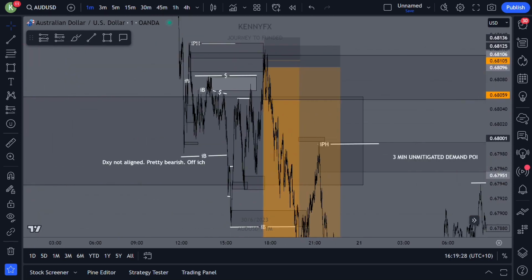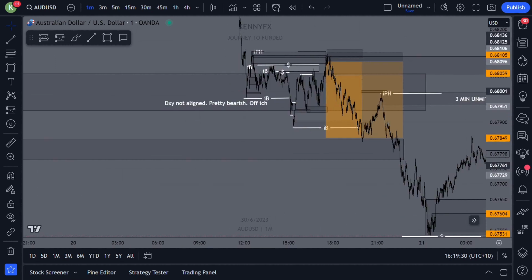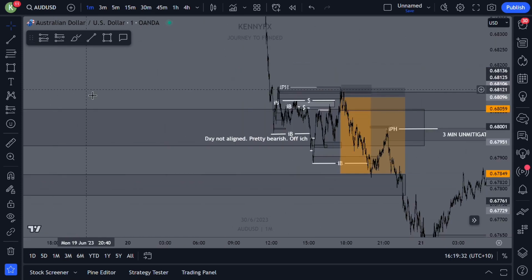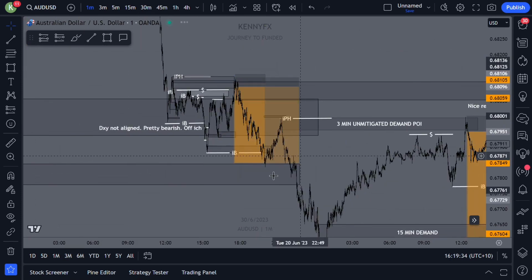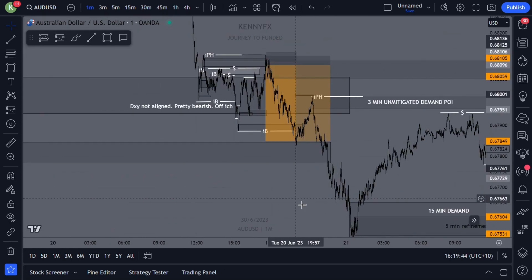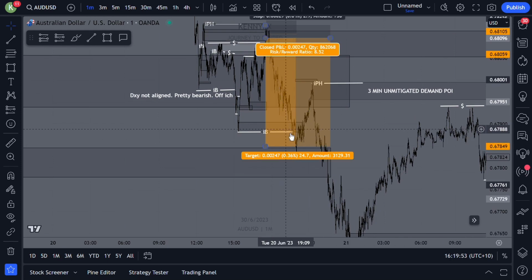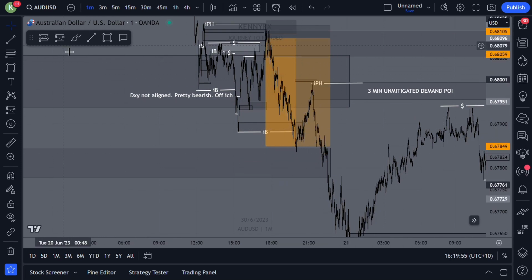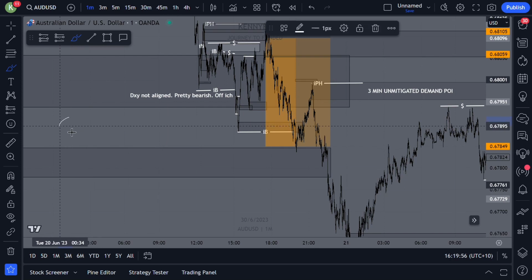So, and then we target previous demand, and it would have been 4-hour demand down here. So there was previous demand down here, which we were targeting, but I was happy with 8.52, which was also coming off a 15-minute demand here. So we reached our take profit for a total of 8.52 risk to reward.